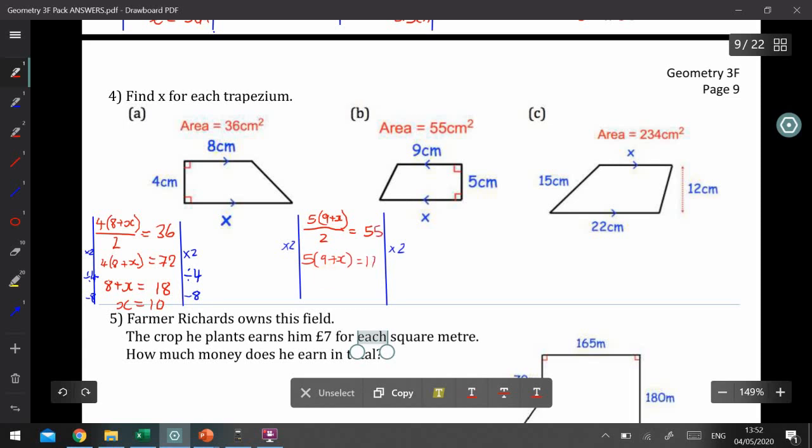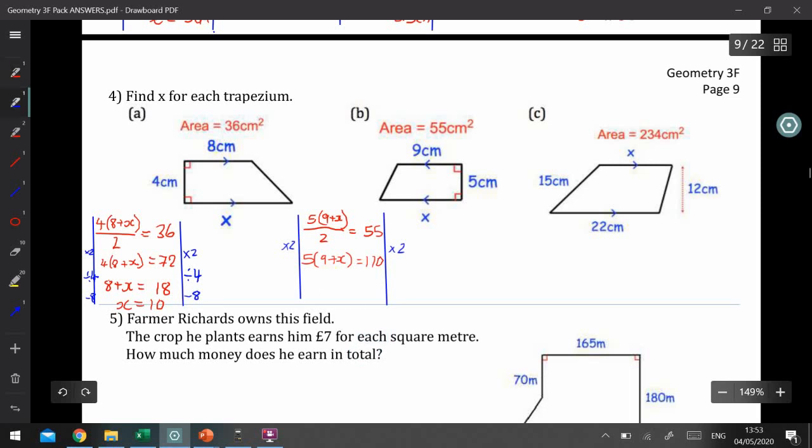so that would be 110, and then we're going to divide by 5, and that will just leave us the bracket. 9 plus x equals 22, and then we're going to take away 9.